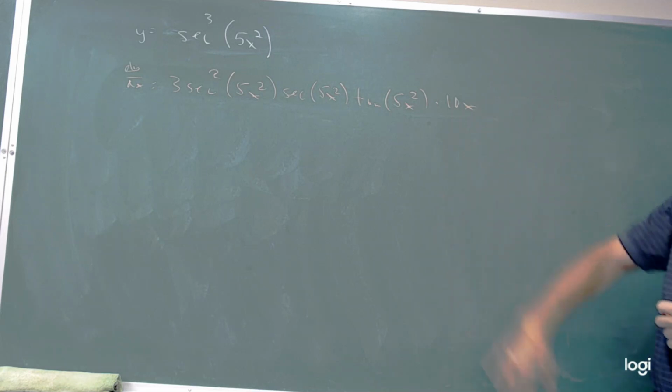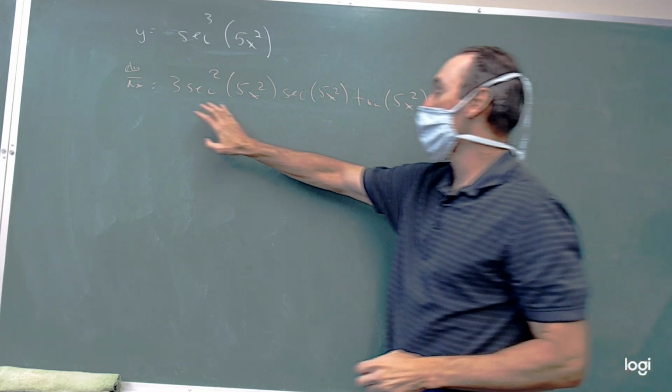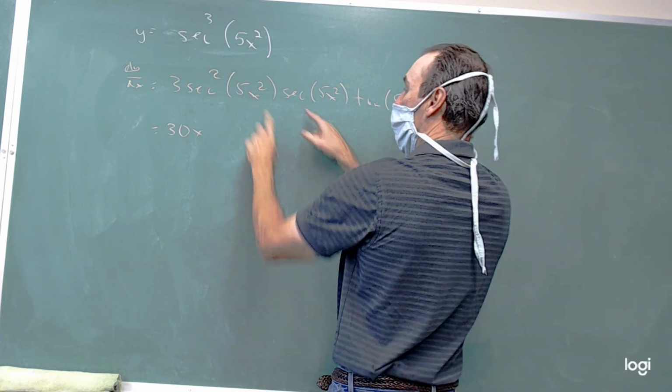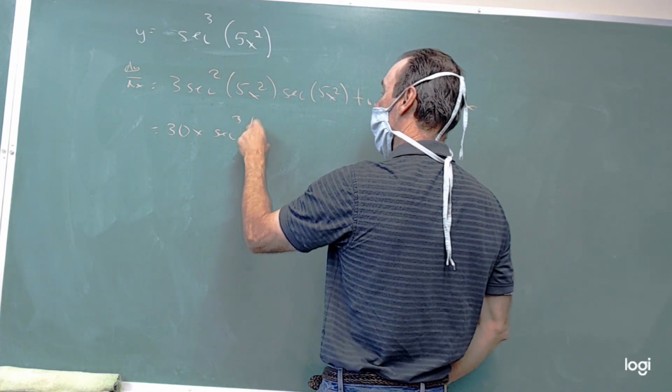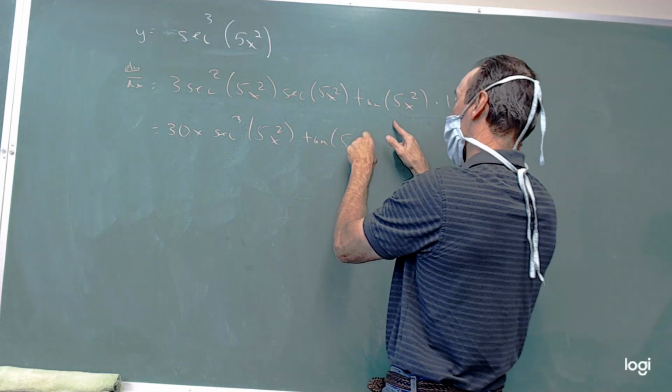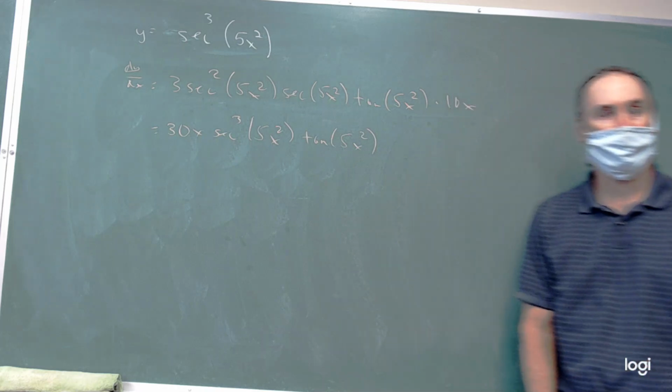So now the calculus is done. The 10x is going to join the 3 to become 30x. We have a secant squared and a secant, so we're right back up to a secant cubed again. And we just have a bunch of extra stuff too that we didn't have before.